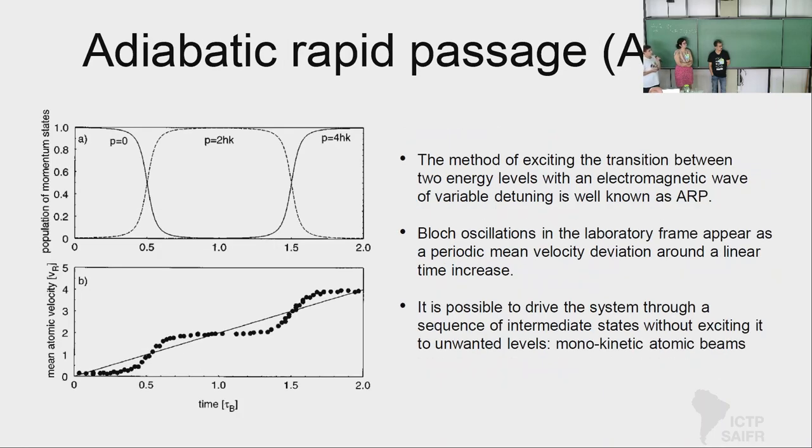So, to show a result that they got: this method of exciting the transition between two energy levels with an electromagnetic wave of variable detuning is known as adiabatic rapid passage, or RAP. And what you see in the laboratory frame is the following. In this graph we see the population of the momentum states against time, and the mean atomic velocity against time. You start with, say, p equal to zero, and remember that as we have a frequency drift that's linear with time, these plots are also against this frequency drift.